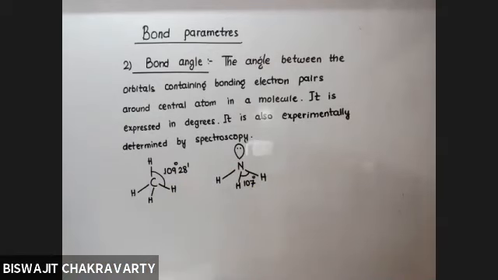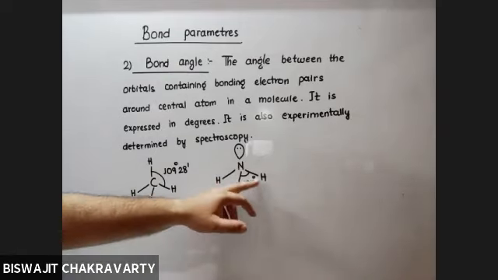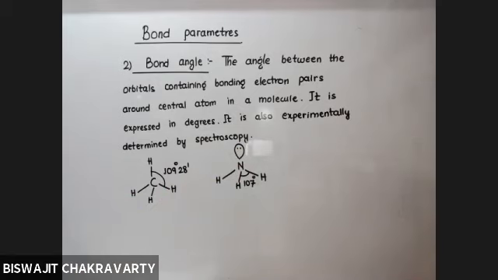In the first molecule, methane had 4 pairs around the carbon. Nitrogen also has 4 pairs around the nitrogen, but due to the difference in the nature of the pairs, here in methane all of them are bond pairs, electrons involved in bonding. Here 3 of them are bond pairs and 1 of them is a lone pair. So due to the presence of lone pair, the bond angle has been found to be decreased.